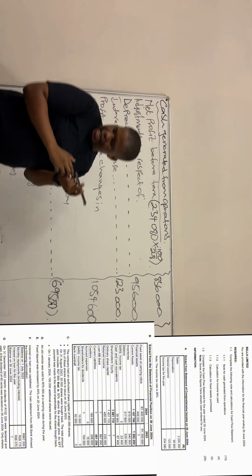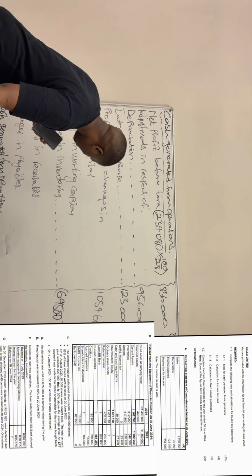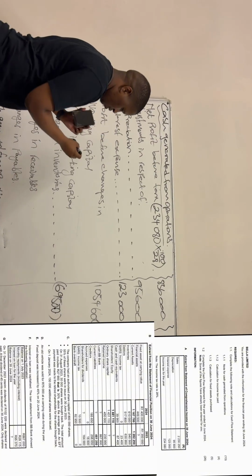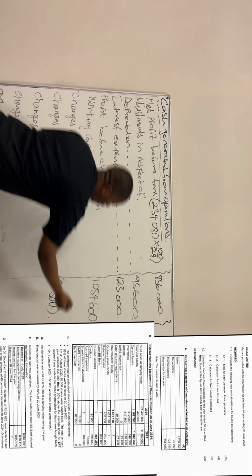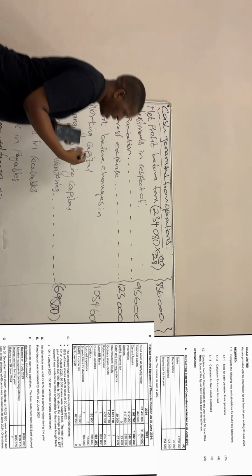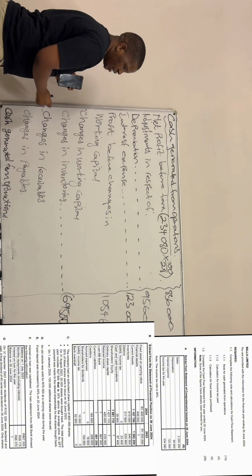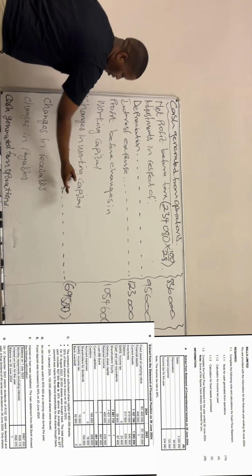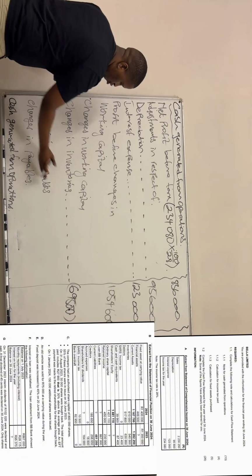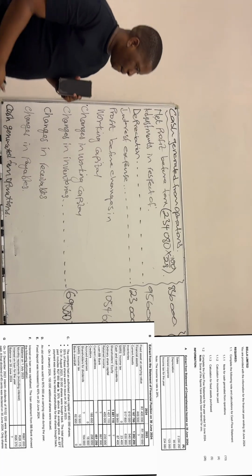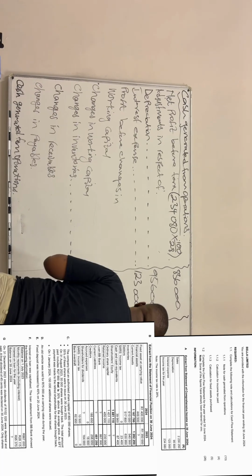1,054,600. I think my marker is running out, but I'm glad I have a lot of options in front of me. Next step, we now have to calculate our changes in working capital. Our inventories are already provided. We just have to prepare the receivables as well as our payables. Before we start with our receivables, here's what I need you to understand.